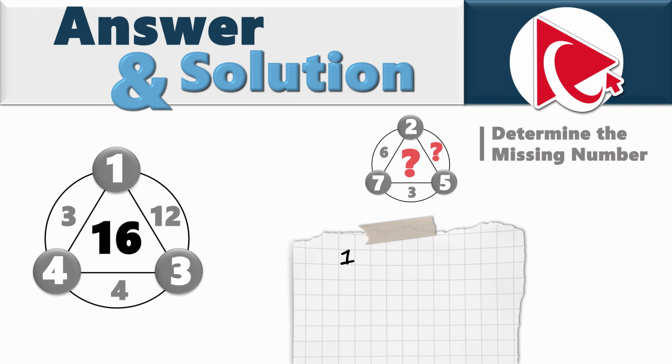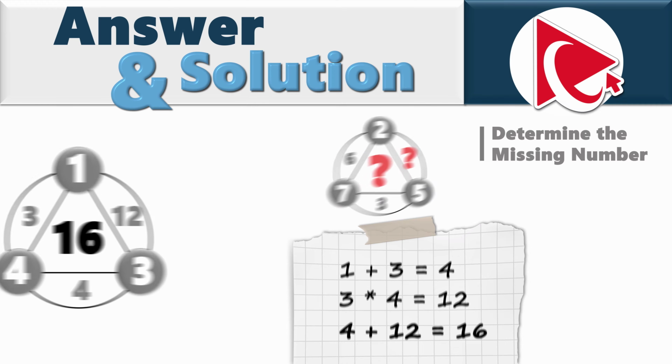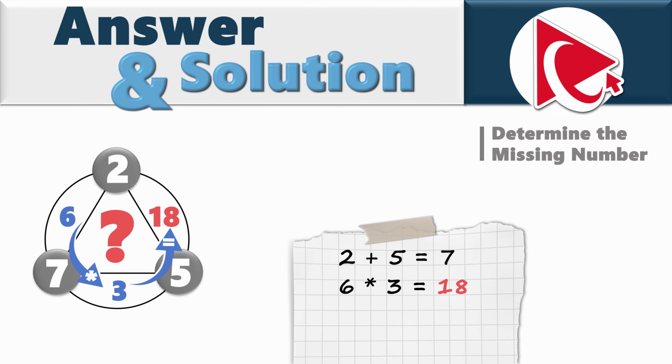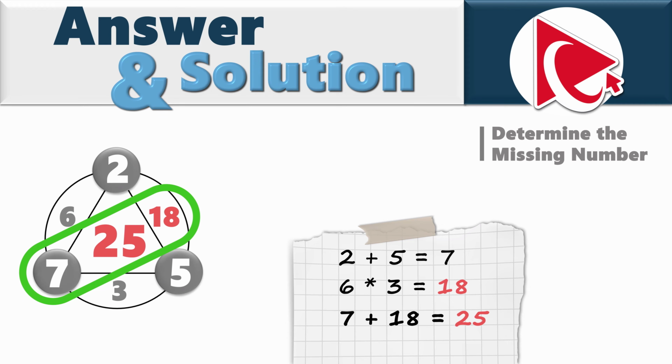Make sure you verify the pattern in the middle shape, but I am going to switch to the third shape, which has 2 numbers missing. 2 plus 5 equals 7. These are the calculations in small circles. 6 multiplied by 3 equals 18. These are the calculations inside the large circle. And 7 plus 18 equals 25.